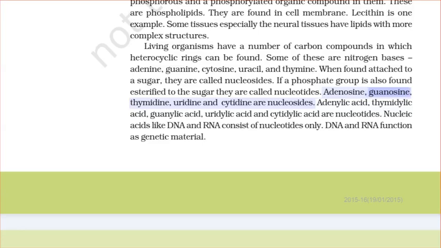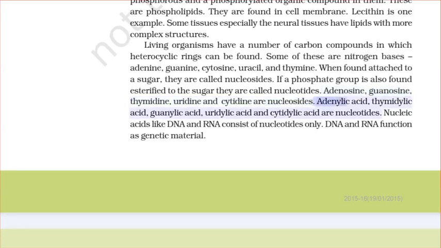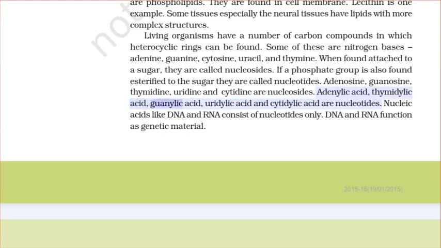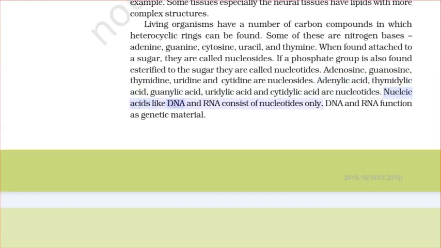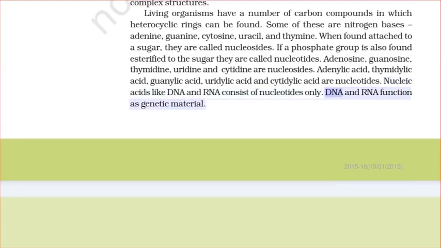Adenosine, guanosine, thymidine, uridine, and cytidine are nucleosides. Adenylic acid, thymidylic acid, guanylic acid, uridylic acid, and cytidylic acid are nucleotides. Nucleic acids like DNA and RNA consist of nucleotides only. DNA and RNA function as genetic material.